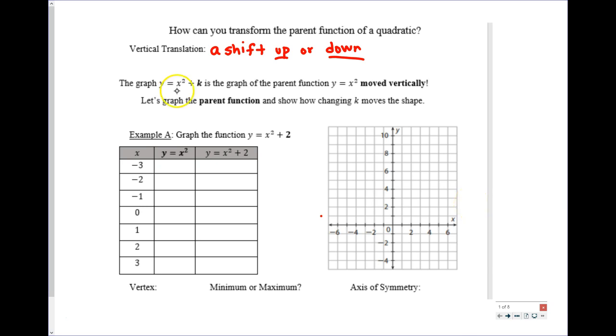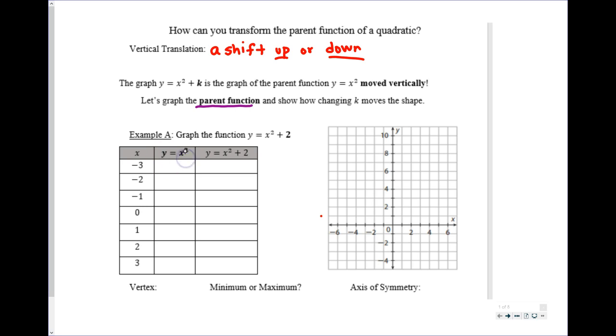The graph y equals x squared plus k. So we're going to start talking about equations that have a plus a number at the end of it. That is a graph of the parent function moved up or down. So let's go ahead and graph the parent function, which remember is y equals x squared. And we're going to graph that, and then we're going to graph the other one and show how it moves.